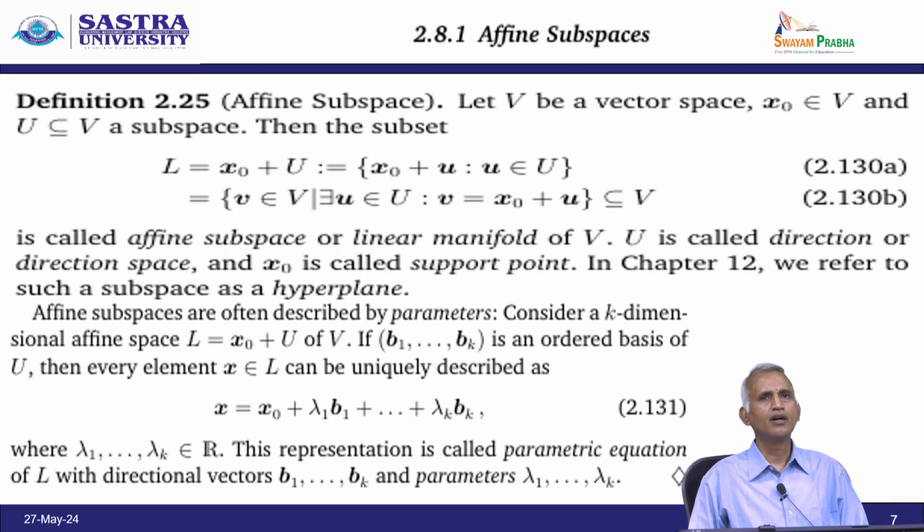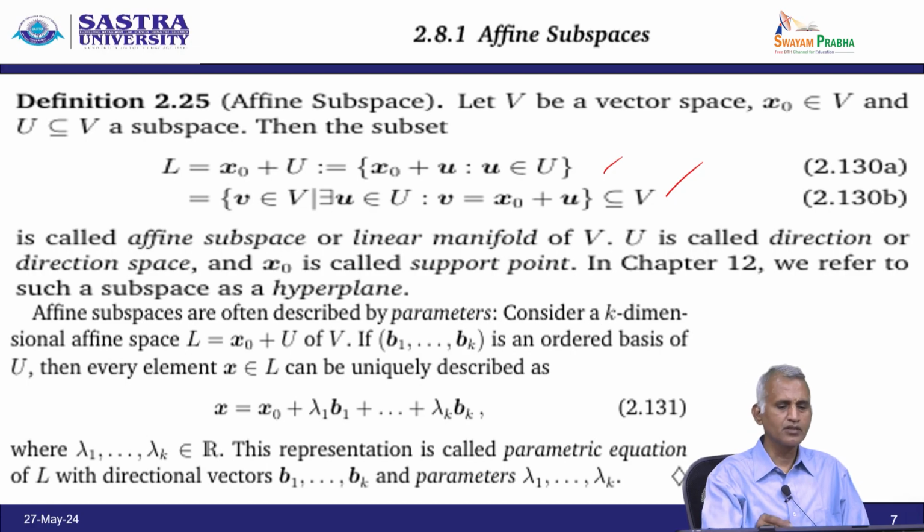Now, we have a definition. Let V be a vector space, x naught belongs to V, and U is a subspace of V. Then the subset L equal to x naught plus U, that is, the set of all x naught plus u such that u is in U, is a subset of V. This is called an affine subspace or linear manifold of V. U is called the direction or direction space, and x naught is called the support point. Now, we can refer to this subspace as a hyperplane.